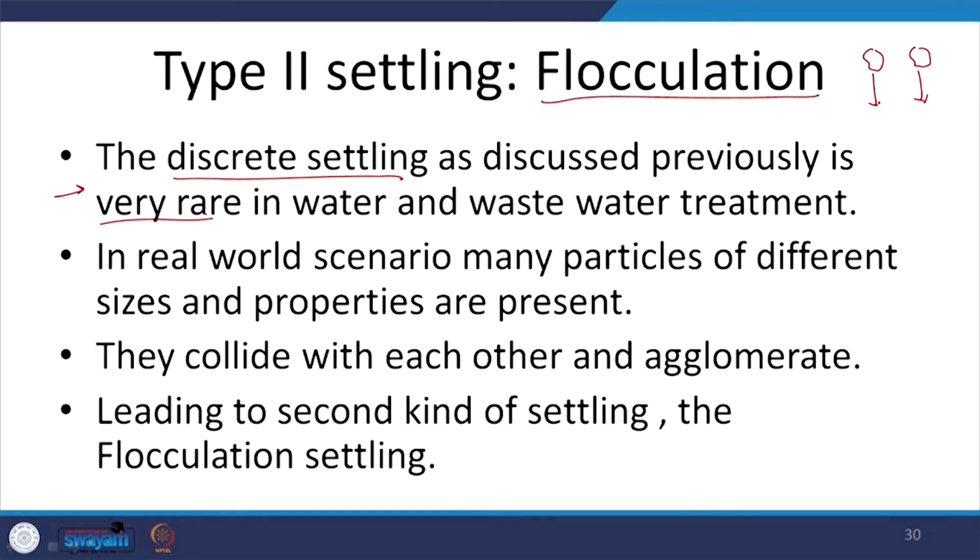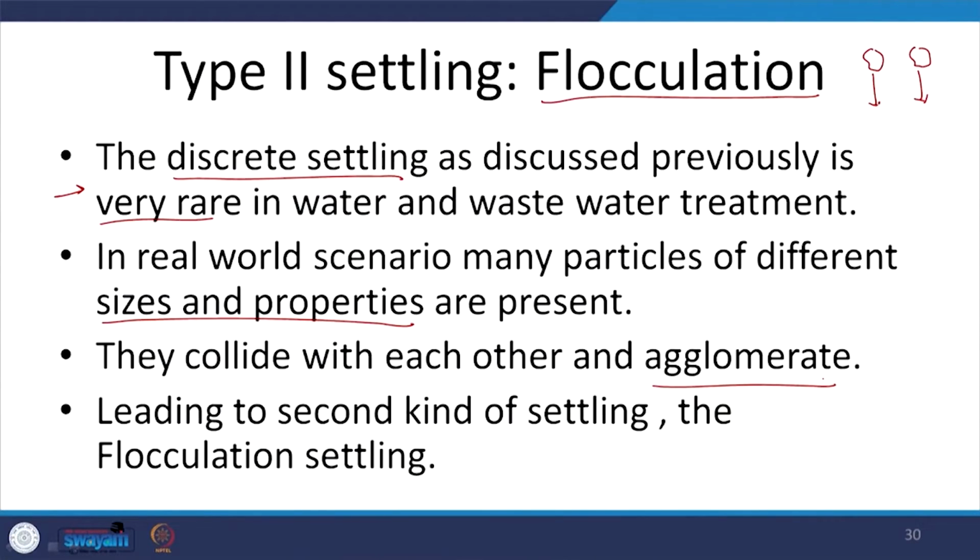Why is that? Many particles have different sizes and properties, right. So they have different settling velocities. Let us say this one starts out here and this one is out here, but this one is heavier, and let us say it is settling down at a faster rate. And this one is relatively less heavy and has a lower settling velocity. What is going to happen? You are going to have flocculation occurring.